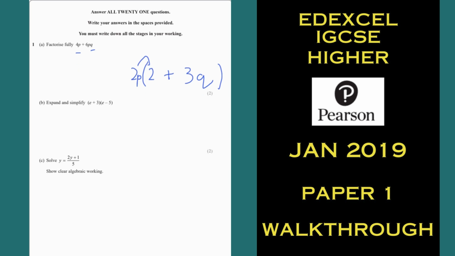Next, expand the brackets. Use loops if you want, simplify afterwards or during. I'm going to go for during. So beginners is e squared, enders is minus 15, and the e terms: positive 3, then we've got negative 5, so overall negative 2e.